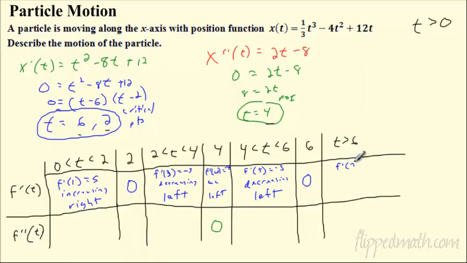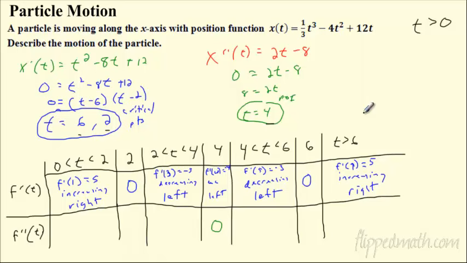Let's pick a point like 7. If I put 7 in there, 7 squared is 49 minus 56 plus that 12, you get a positive 5. And because it's positive, that's going to be an increasing function, and it's moving right. So we've got a lot of information right there about the direction that it's moving.